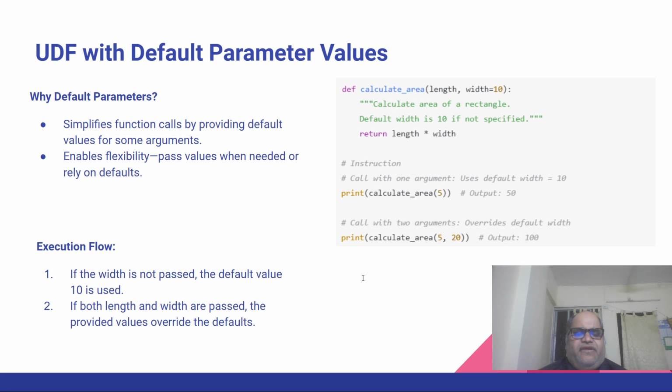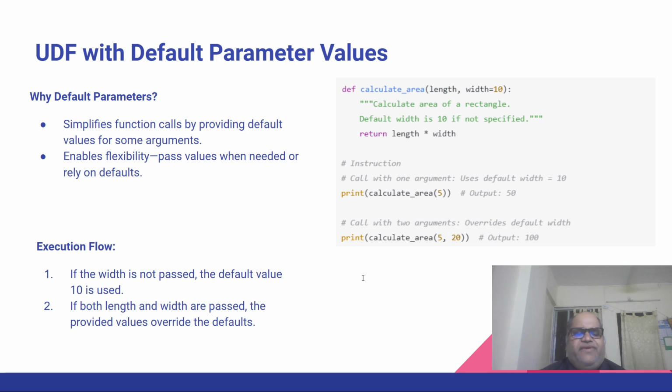Default parameters allow a function to have predefined values, making it more versatile. So in this particular case, if you see the previous example where we wrote a UDF to calculate area, if you are sure that the default value of width is going to be 10, this might be the reason that wherever this function is being used, one of the common width parameters could be 10. When the function is called with only one argument, it will use the default value of width.